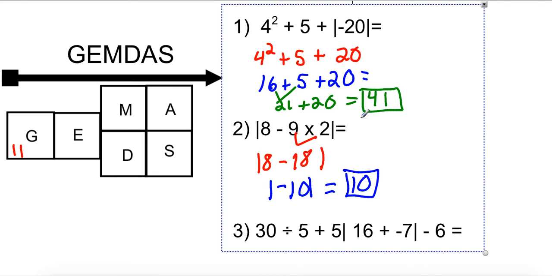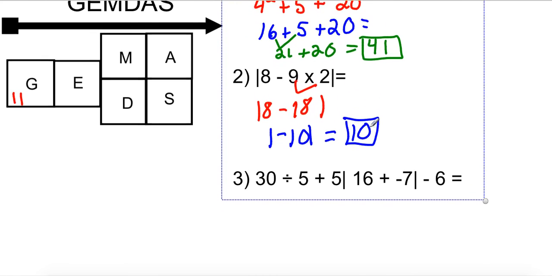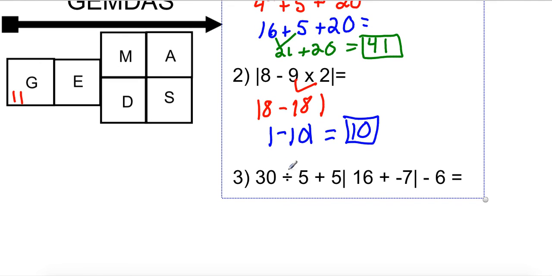In our next example, it's kind of a long one, and there are a lot of operations going on here. We have 30 divided by 5 plus 5 times the absolute value of 16 plus negative 7 minus 6. So I'm going to make sure that I solve my groups first. I have my 16 plus negative 7. That just gives me, if I combine these two, the absolute value of positive 9. I'm going to bring down everything else. 30 divided by 5 plus 5 times the absolute value of 9 minus 6.